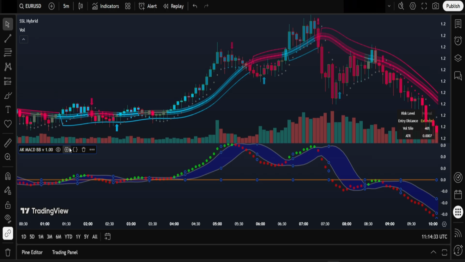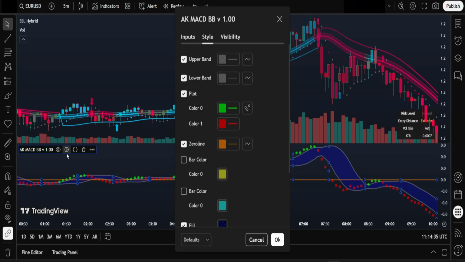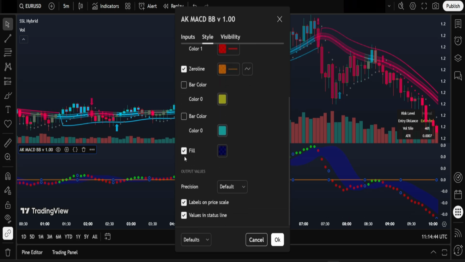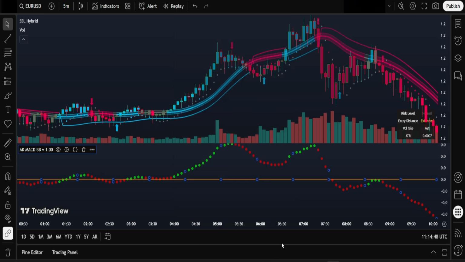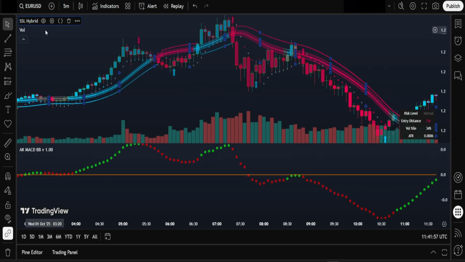First, MACD, our trigger. Open Settings, Style, and uncheck everything except Plot and Zero Line. We want the dots and the axis, nothing else cluttering the signal. Here's the core logic we'll use the entire video. When the dots flip from red to green above the zero line, that's a valid long trigger. When they flip from green to red below the zero line, that's a valid short trigger. The above-below zero condition filters out weak flips with no real momentum.